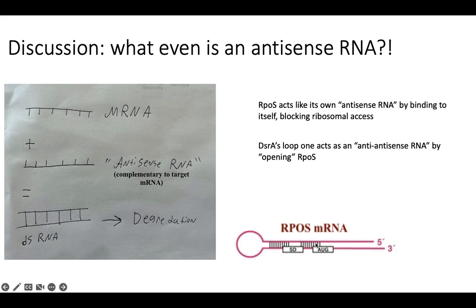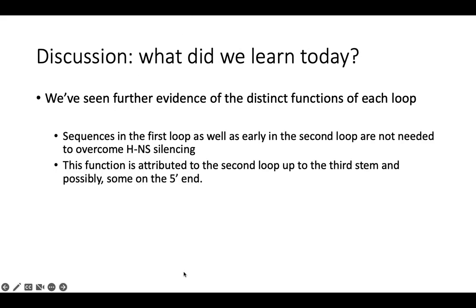But if you look over here at just a simplified drawing of our rpoS mRNA, it's almost like it acts as its own antisense RNA. So that's pretty cool. And I would be curious to see if it gets targeted for degradation when it's in this position. But the way we get that title, DsrA is acting as an antisense RNA by opening up our rpoS, taking it from this back to this. Just a brief summary of what we've learned today.